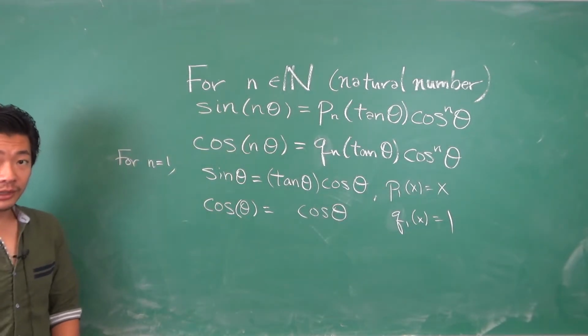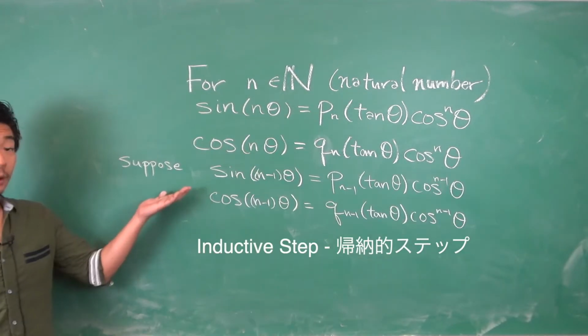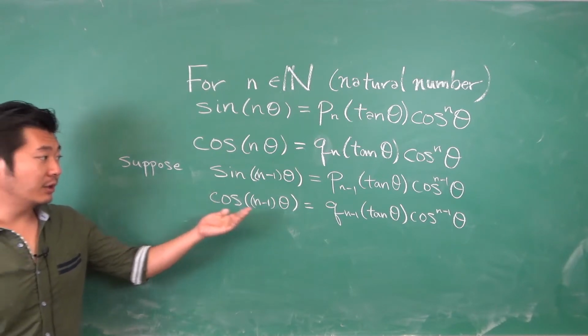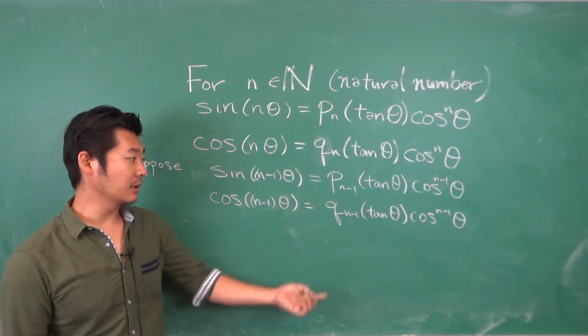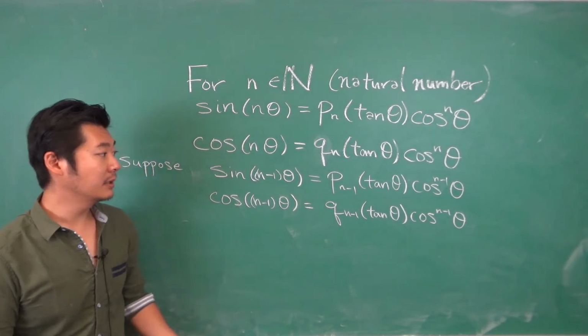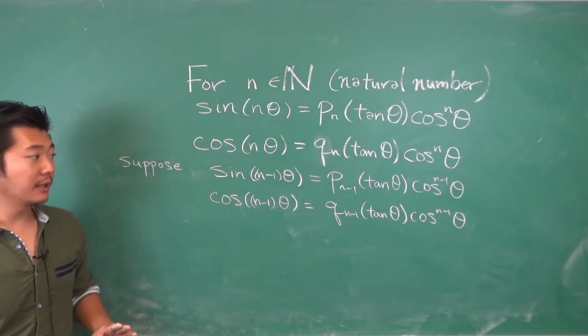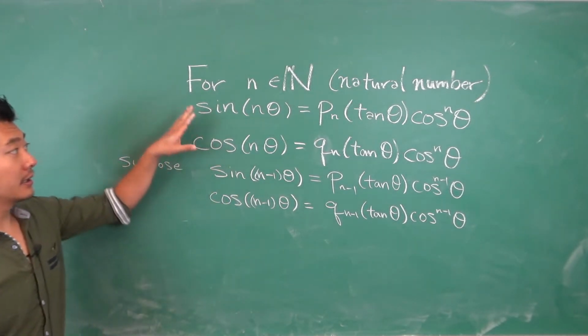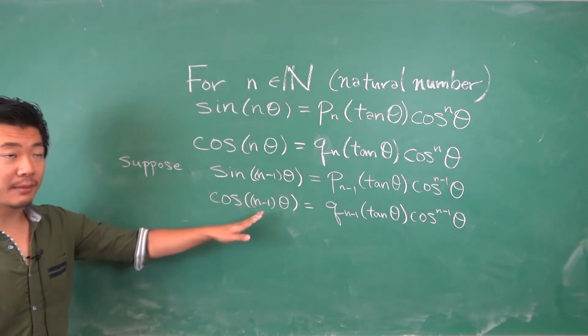Now, we do the inductive step. Suppose that we have some polynomials p of n minus 1 and q of n minus 1 such that this identity holds. Then we need to show that this will hold for the next step, n.